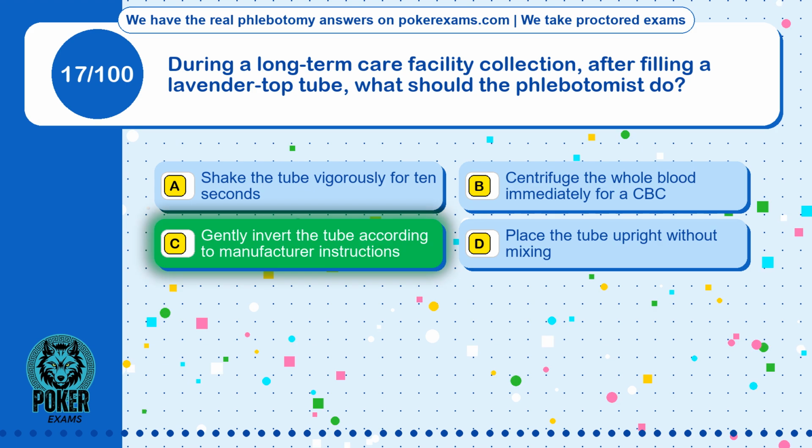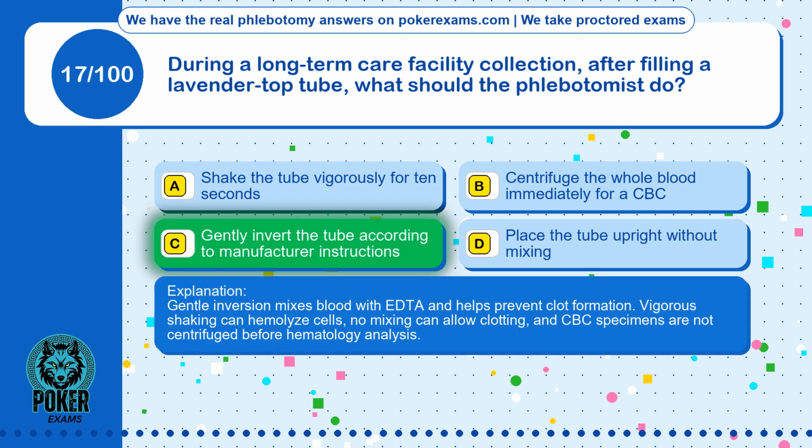The correct answer is option C, gently invert the tube according to manufacturer instructions. Gentle inversion mixes blood with EDTA and helps prevent clot formation. Vigorous shaking can hemolyze cells, no mixing can allow clotting, and CBC specimens are not centrifuged before hematology analysis.